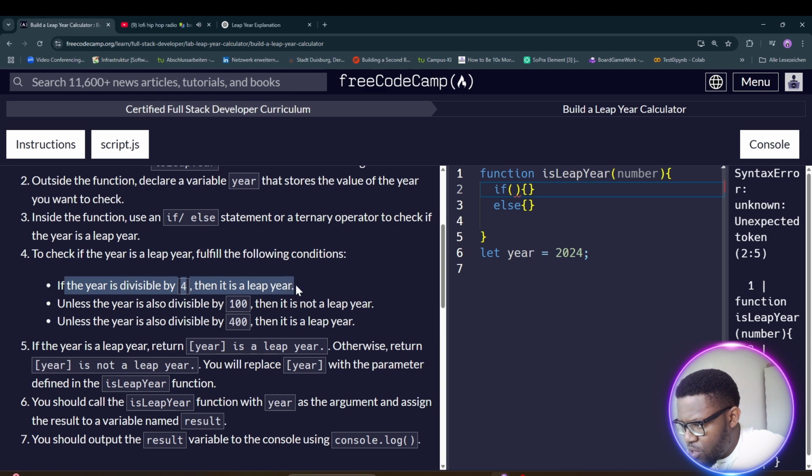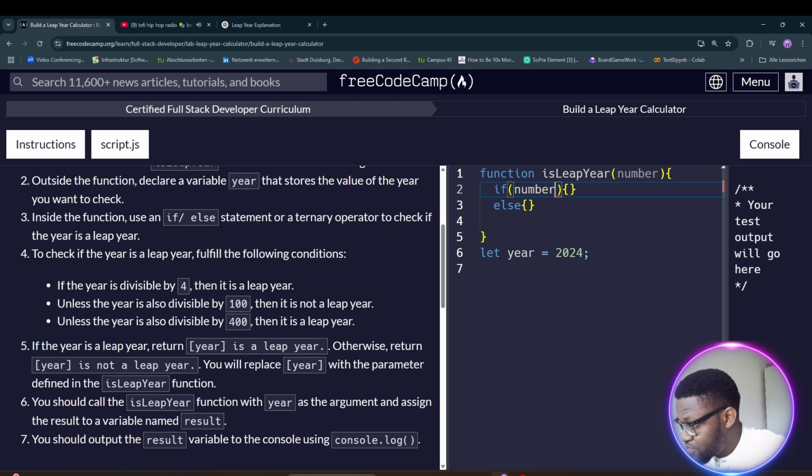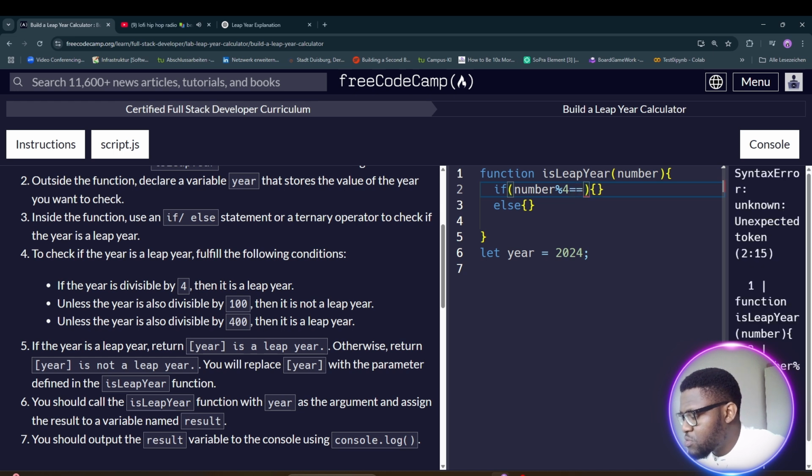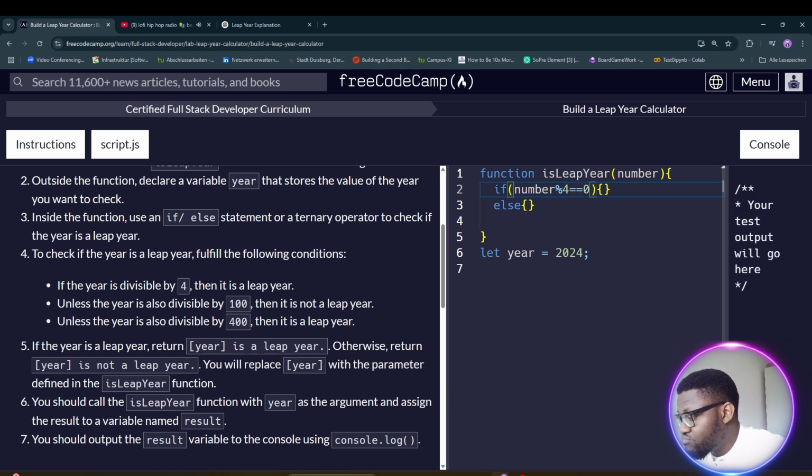If the year is divisible by 4, then it's a leap year. Unless the year is divisible by 100, then it's not a leap year. Unless the year is divisible by 400, then it's a leap year. Let's say number divisible by 4. I think it should be this equality equals 0. The strict equality, I don't think so, but let me just use the loose equality.